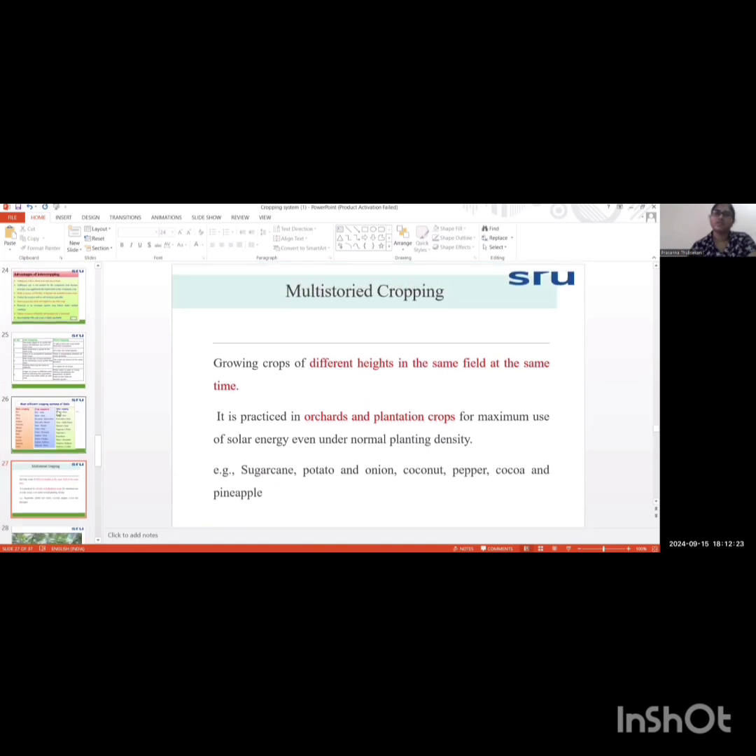Multi-storied cropping: growing crops of different heights in the same field at the same time. So crops of different heights are selected in case of multi-storied cropping, and it is usually practiced in orchards and also plantation crops. Examples are sugarcane, potato, and onion; coconut, pepper, cocoa, and pineapple.